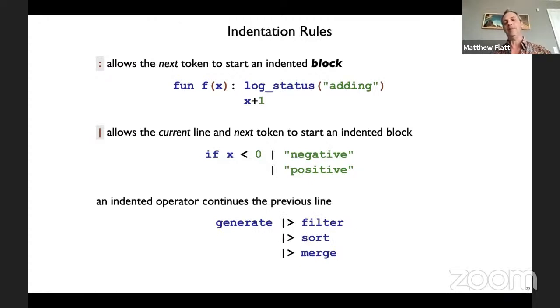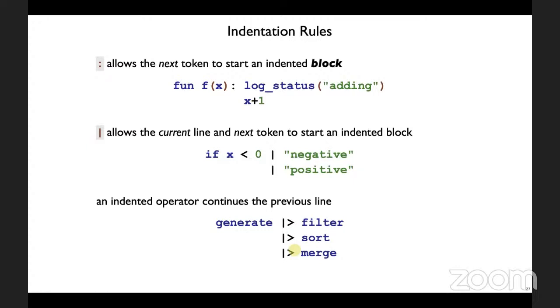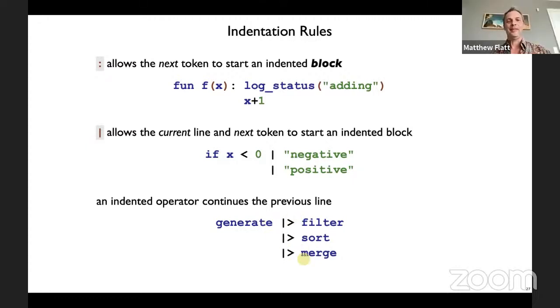Here's another even better motivating example where bar by itself is an alternative, but bar greater than is just another operator. And so this is chaining things together like you might do with pipelines or generators. I think I'm forgetting the right word for these things, but threading methods. Threading, thank you, where you might thread through things. Okay, so those are the indentation rules.